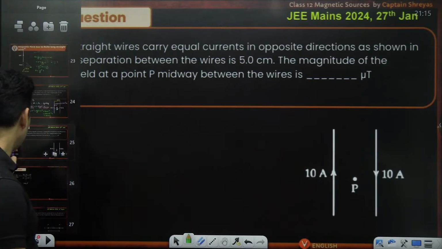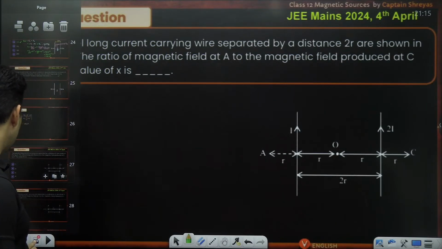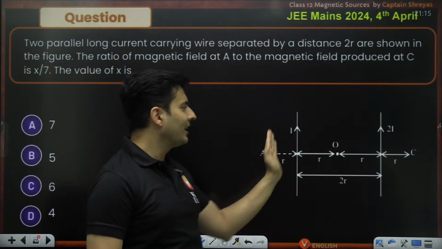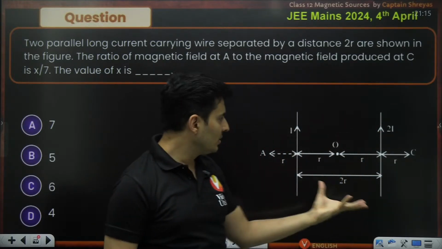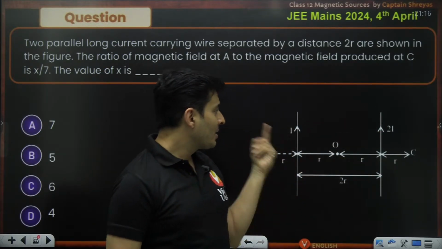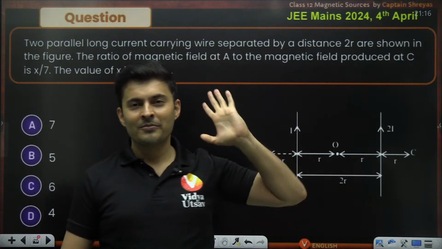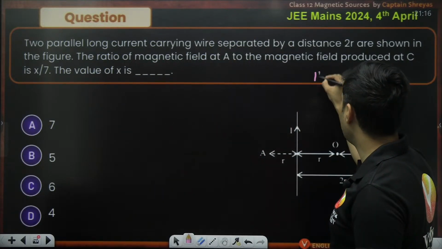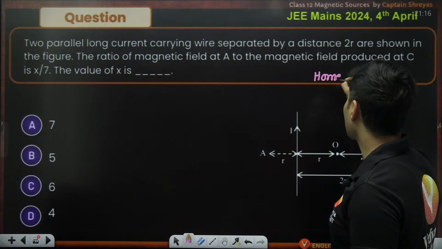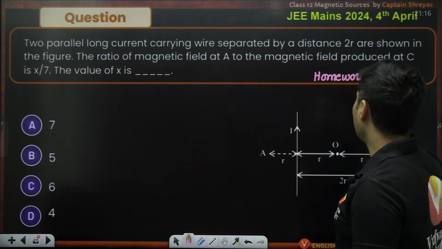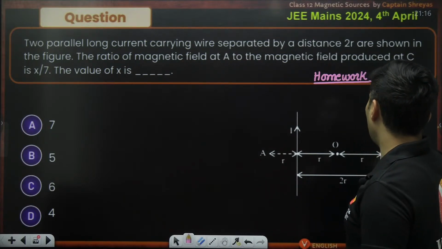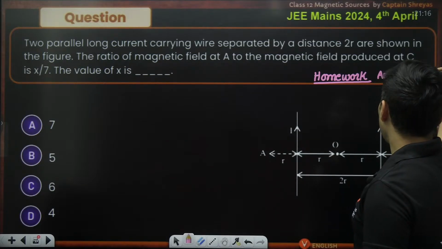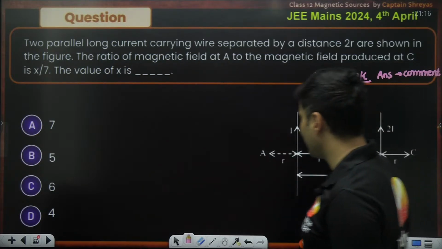160 micro Tesla. Now, a very similar question. I am pretty sure you will be able to solve this. The only difference is the currents have different values, the distances are the same, but the direction of the current is the same. Will you be able to do this as homework? Easily you can do this. Homework. I will give you a quick hint over here. I want all your answers in the comments. The answer should be there in the comment section.